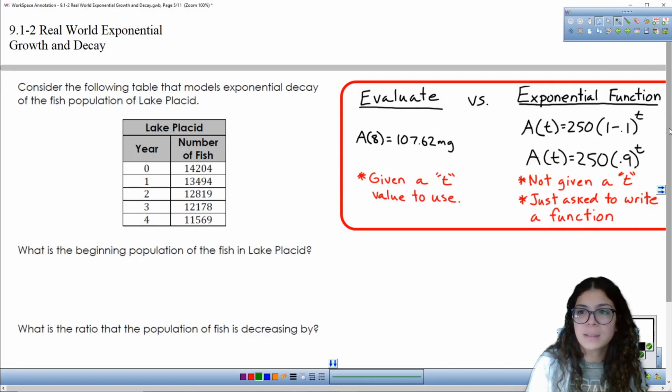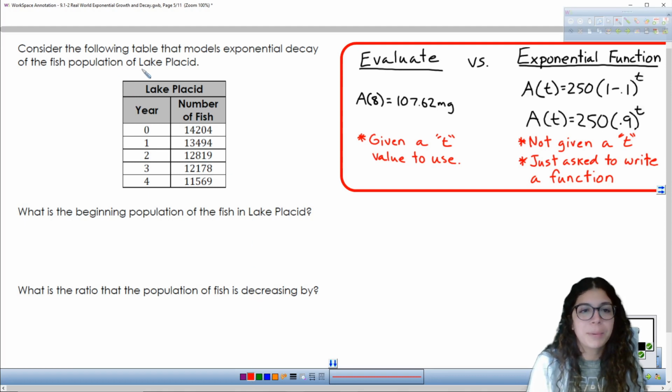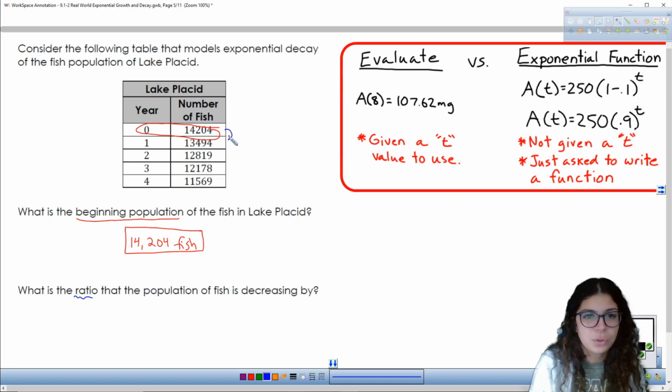All right, let's take a look at this example. Consider the following table that models exponential decay of a fish population in Lake Placid. Now, I know that this is decay because look at the number of fish. We're dwindling, okay? So the first question is, what is the beginning population? Well, the beginning population at year 0, we are at 14,204 fish. And then they ask us, what is the ratio that the population of fish decreased by? Okay, well, let's look at the first change.